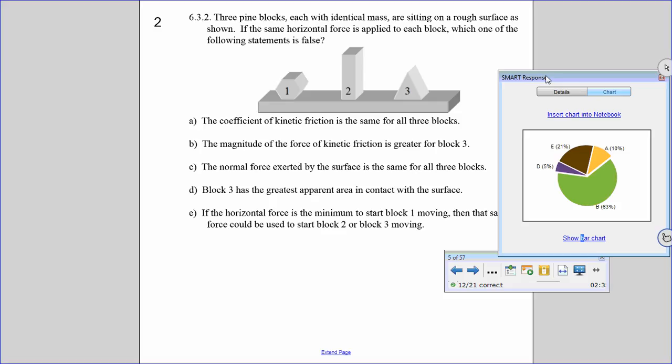If you discover the horizontal force to get block 1 moving, then it's going to be the same for all of them, because they all have the same normal force and same coefficient of friction, right? So the only one that doesn't make sense is B. They should all have the same magnitude of force of friction. Because either it's moving or it's not. If it's moving, then they all have the same kinetic friction because they have the same normal force and same coefficient. And if it's not moving, then the friction is 0.